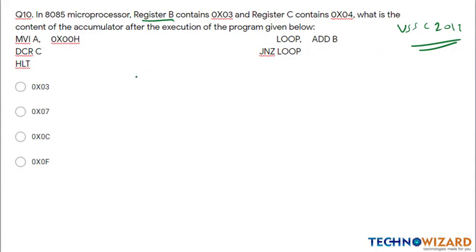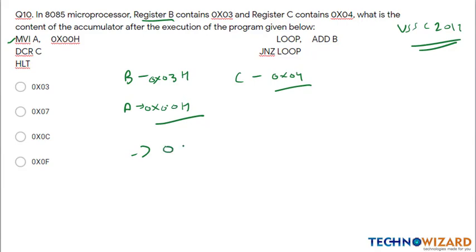First, we know that register B contains 0x03H and register C contains 0x04H. They have said the first command is move immediate data into the accumulator. We have to put 0x00H in the accumulator, so the accumulator will be 0x00H. After this, we perform the instruction loop ADD B. That means we have to add B to the content of the accumulator. Therefore, 0x00 plus B, which is 0x03, equals 0x03H.